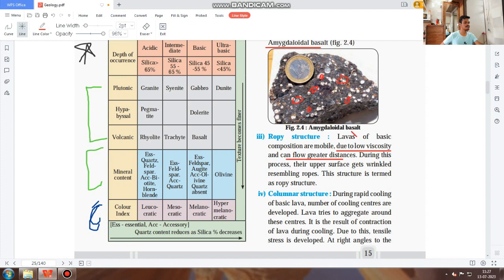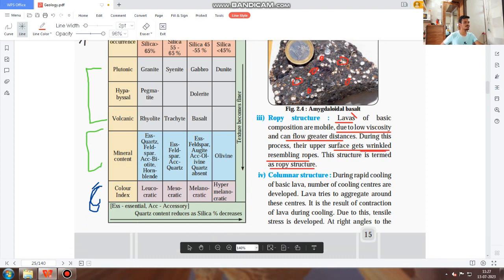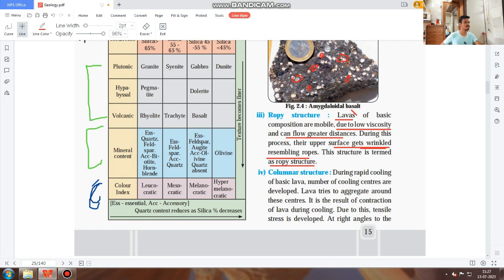Next is ropey structure. Ropey structure is due to low viscosity lava which flows at greater distances. Lava flows at low viscosity and greater distances. During the process, the upper surface gets wrinkled, resembling ropes. The upper surface gets wrinkled, that gets merged, and it is called ropey structure.